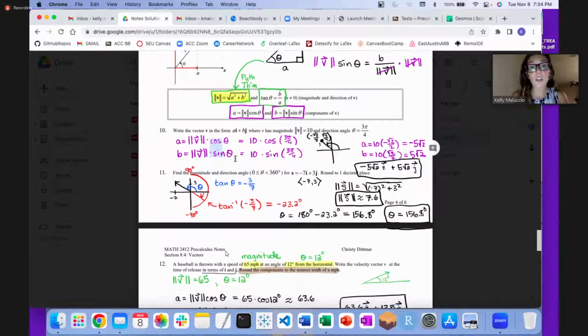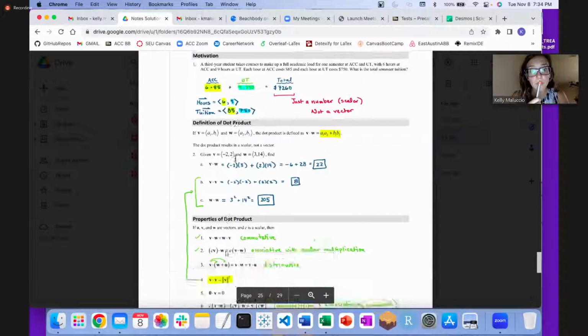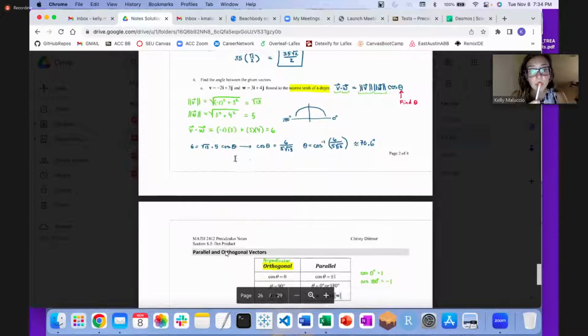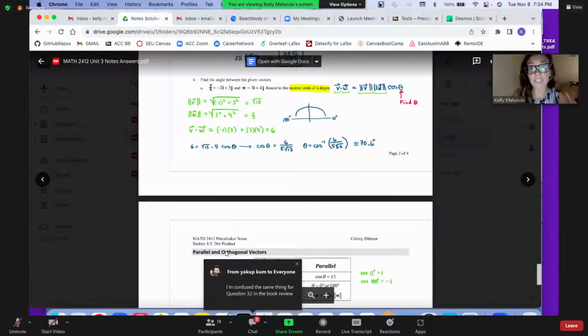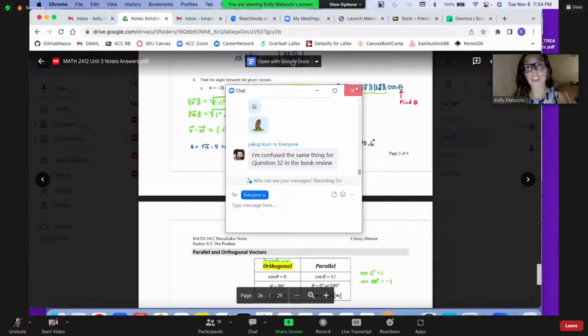But notice how, in this problem here, if we wanted to compute it, we could have said this negative 2 and 3 technically is the magnitude of V, like negative 2 should be equal to the magnitude of V times the sine of theta. But we don't know theta in this case.